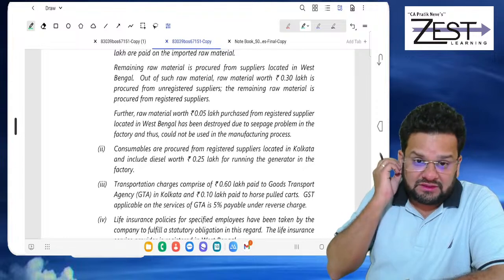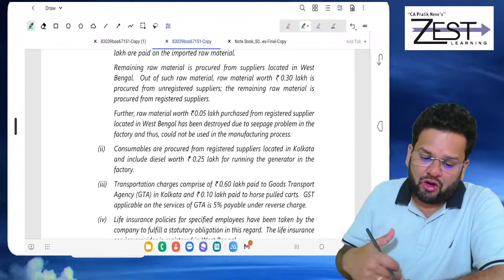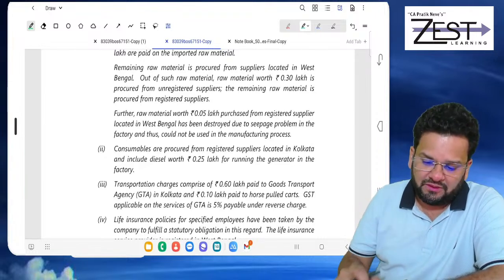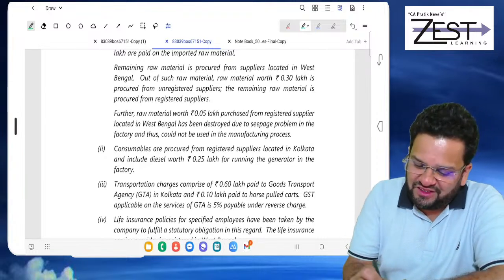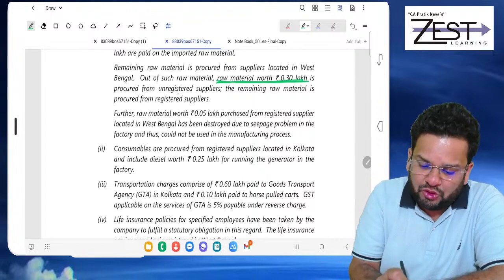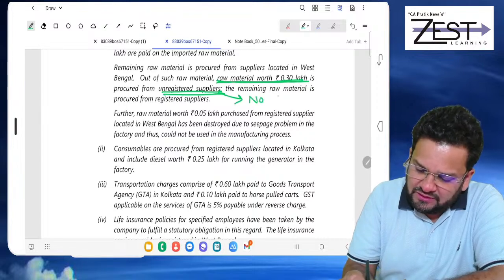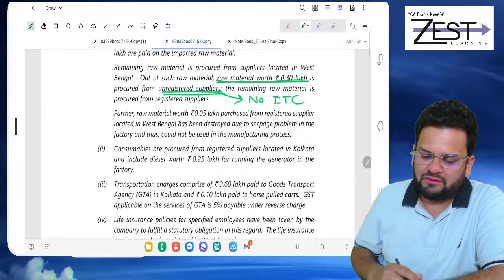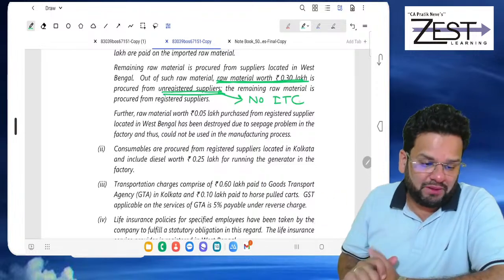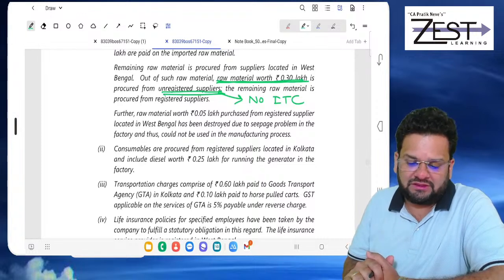That means CGST plus SGST, because as a supplier I am of West Bengal given in the question. Out of such raw material worth 0.3 lakh is procured from unregistered suppliers. Means friends, do you agree? No ITC because you have not paid any tax on this. The remaining raw material is procured from registered suppliers.